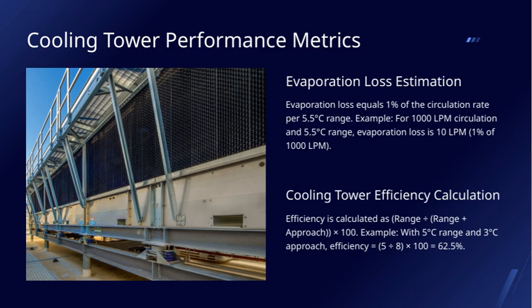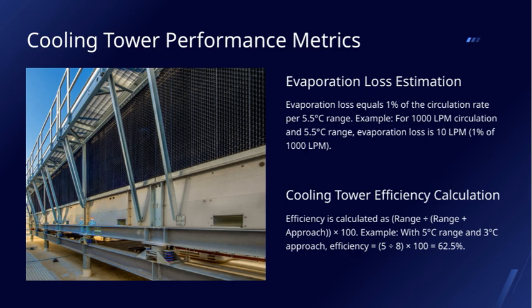For example, if the range is 5 degrees C and the approach is 3 degrees C, then the efficiency would be 5 divided by 8 times 100, which gives us 62.5%. This helps us understand how effectively the cooling tower is performing.